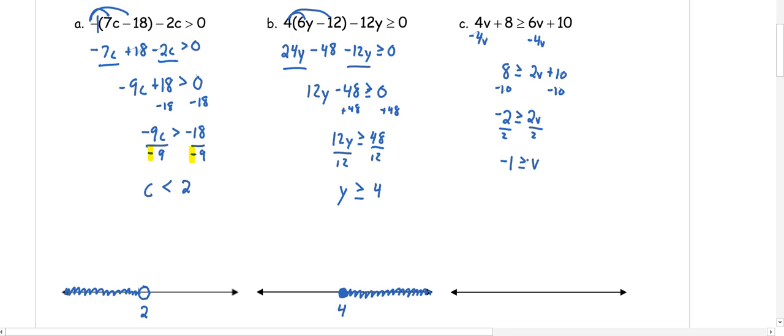Now in this case, remember when we are graphing an inequality, our variable has to come first. So v and negative 1 are going to switch positions, switch sides of the sign, and then we're going to flip our sign. So instead of being a greater than, it's now going to be a less than or equal to. So less than or equal to, because there's that bar, it's a closed circle, and shade to the left. And then under that circle, we're going to place our number, which is negative 1.